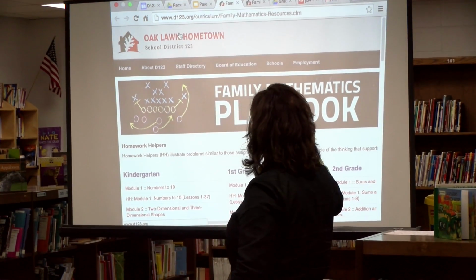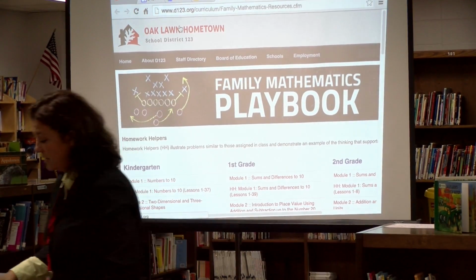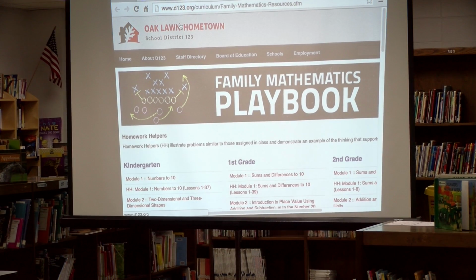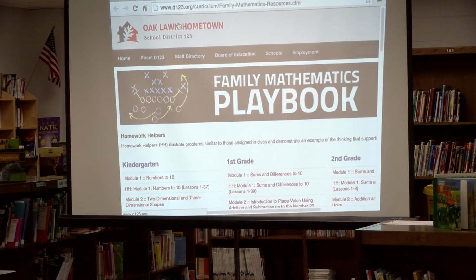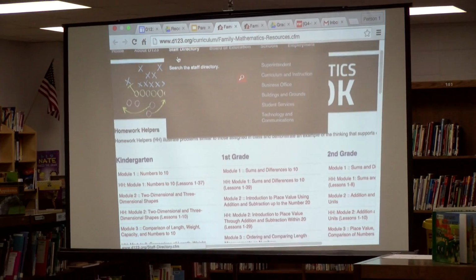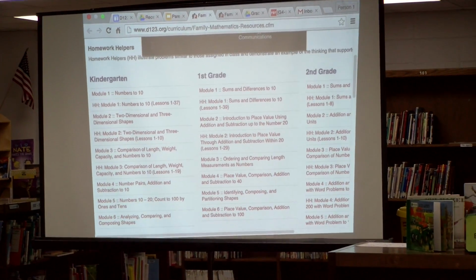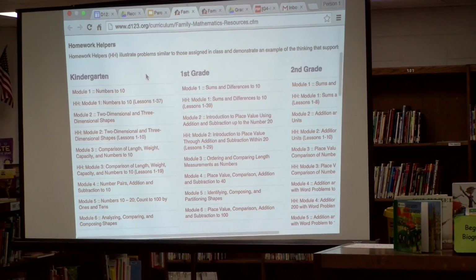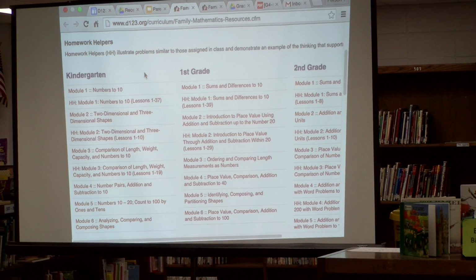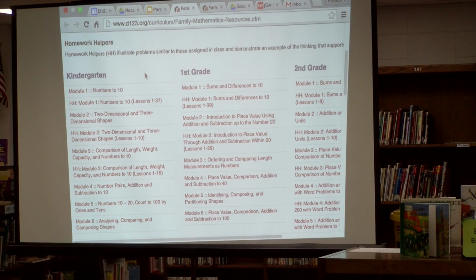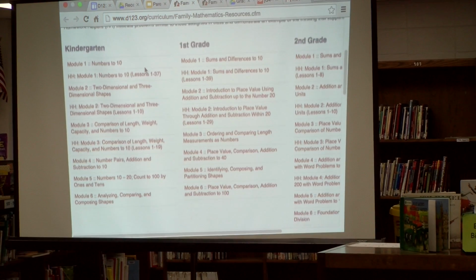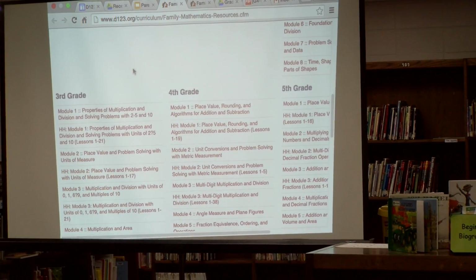It says Family Math Playbook, and underneath it are the homework helpers. I'm going to sit right here and talk with my back to you, I'm sorry. You're going to see there's kindergarten, there's first grade, and these are the things that they're working on with Eureka Math. That's the program that we're using. Let's go to fourth grade, and we're in module 1. This is the actual module 1. There are some things in there that will help you with lessons, but HH is called homework helpers.